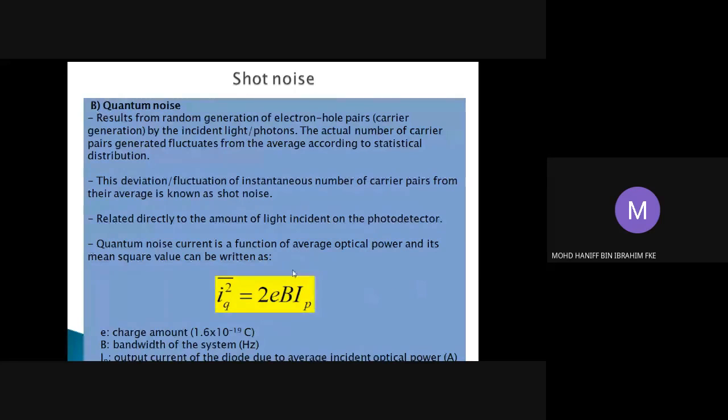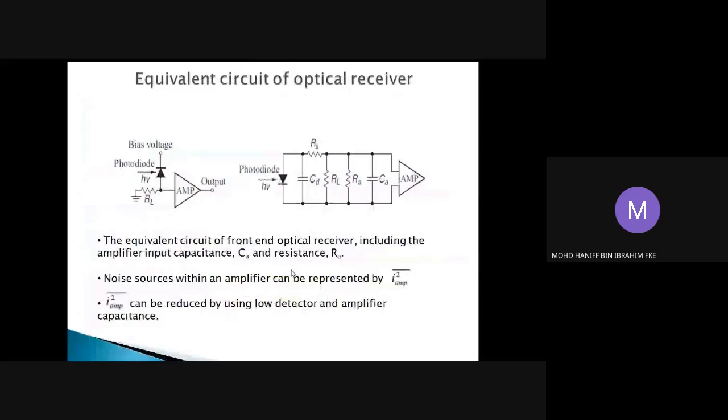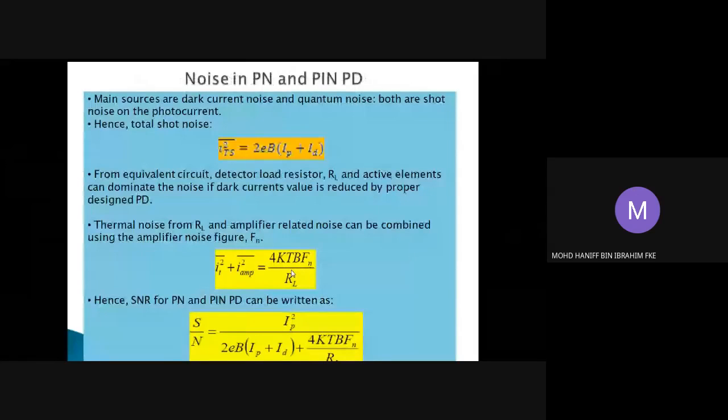All right, and following this, we have learned that this will be the noise value that we are going to have in a PN and PIN photodiode. We have learned these kinds of photodiodes in chapter 5: the PN and PIN together with the APD, the avalanche photodiode. These are the photodiode types that we have learned in chapter 5, and we are going to understand the noise induced in these photodiodes and how to calculate the signal to noise ratio for them. That is what we are going to learn in chapter 6.